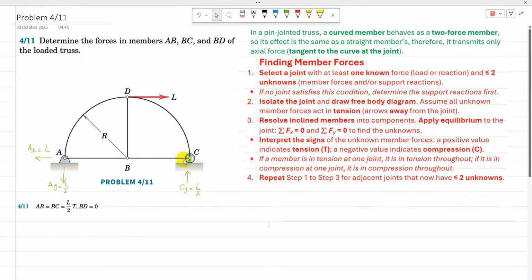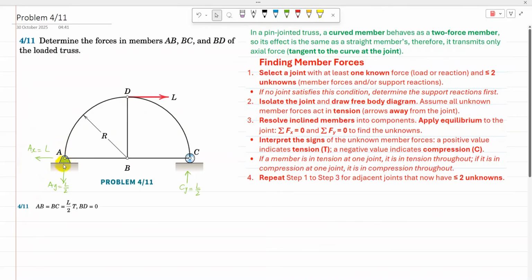So I can select C and I can select A. Okay, so it doesn't make any difference which one I am going to select. Let's say I am going to select joint A, and remember that AD, using the fact here, I need to consider as a straight line. So then isolate the joint. So I'm going to isolate joint A.